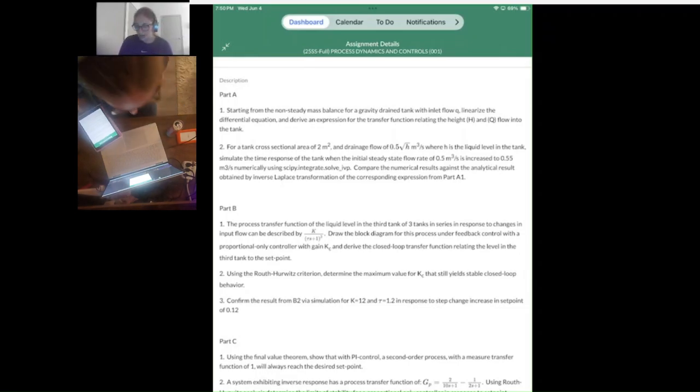Homework for part B. Number 1 says the process transfer function of the liquid level in the third tank of 3 tanks in series, in response to changes in the input flow, can be described by K divided by tau times S plus 1 to the third power. We're going to draw a block diagram of this process under feedback control with a proportional-only controller with a gain Kc, and derive a closed loop transfer function relating the level of the third tank to the set point.